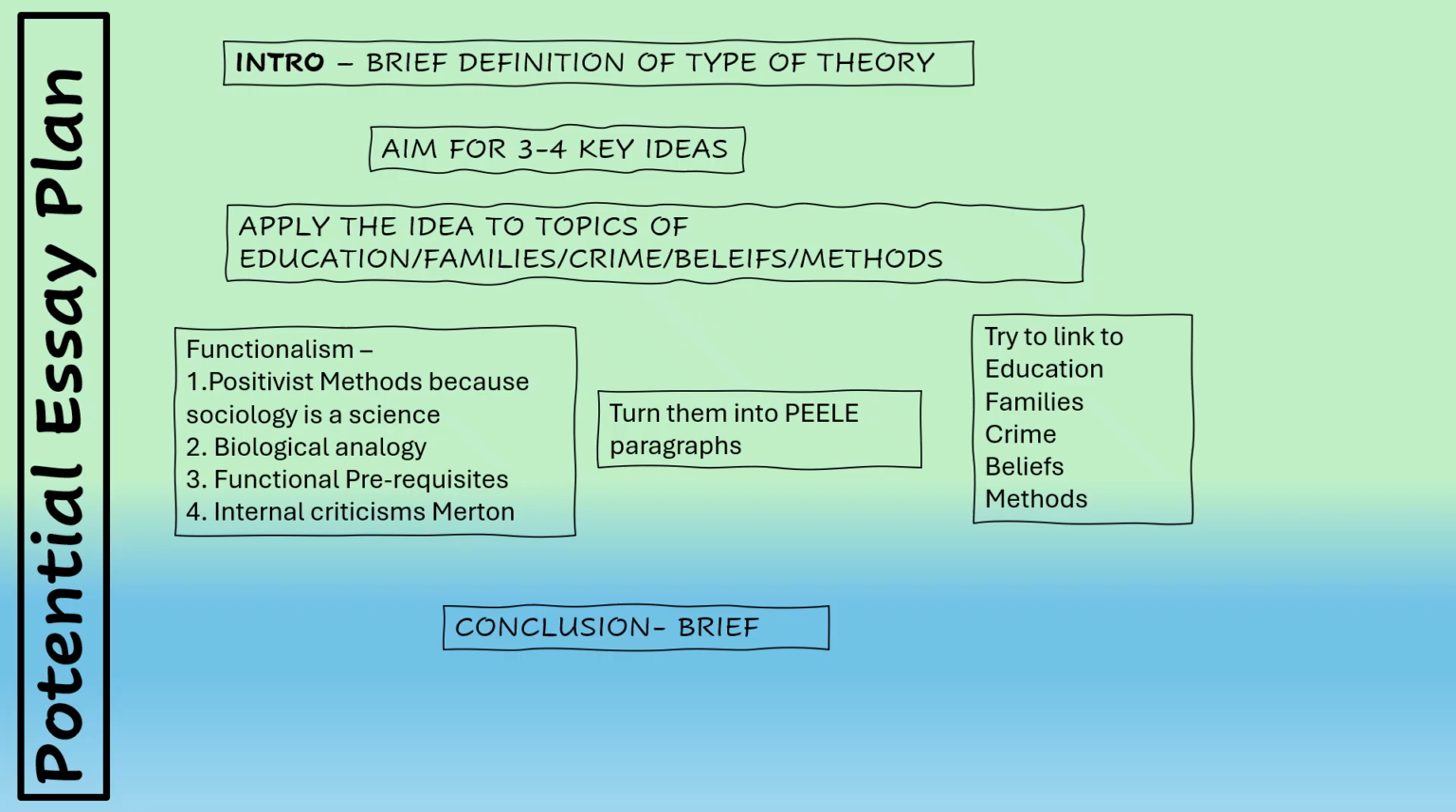So a conclusion should summarise very briefly and pick either an overarching opinion that yes, it is a helpful theory for understanding society, or no, it's not. I tend to always bring in postmodernism in a conclusion and say that we can't just look at one theory to understand society. We need to look at a mixture, so consensus and conflict, or structural and action approaches.